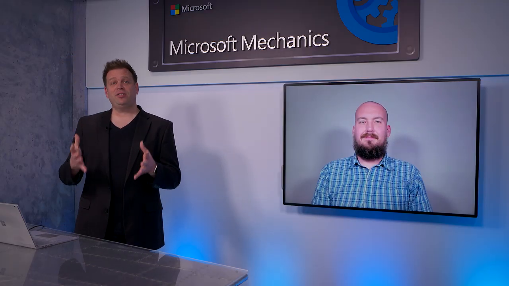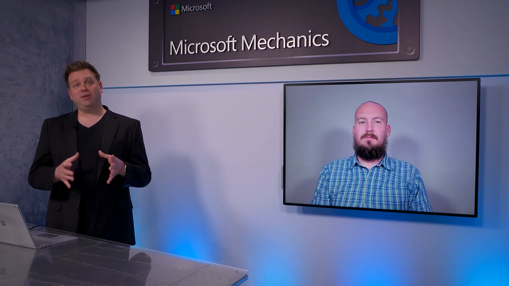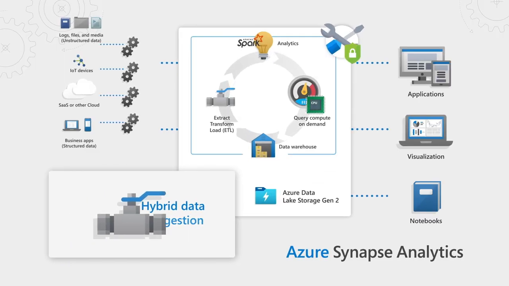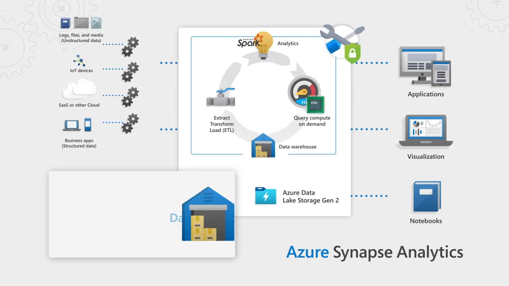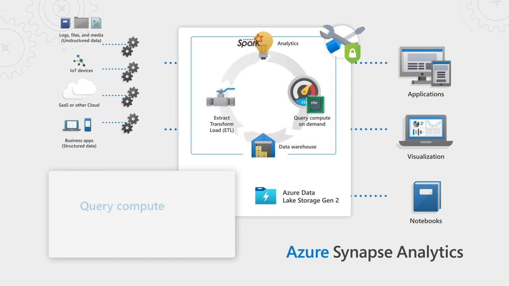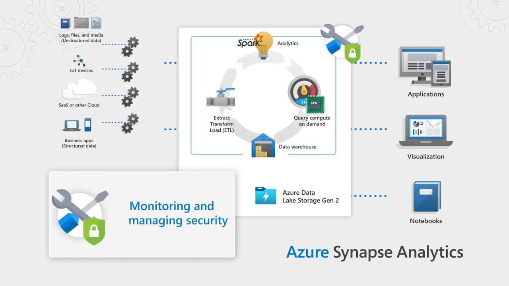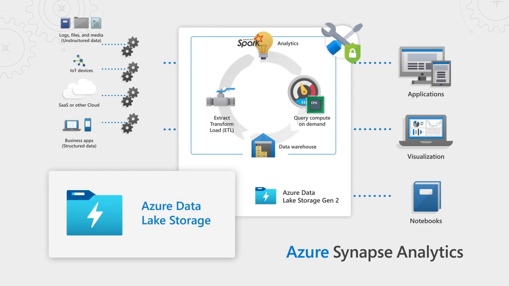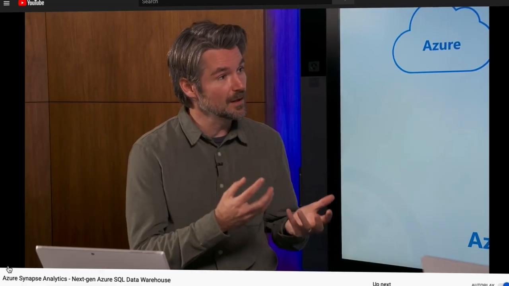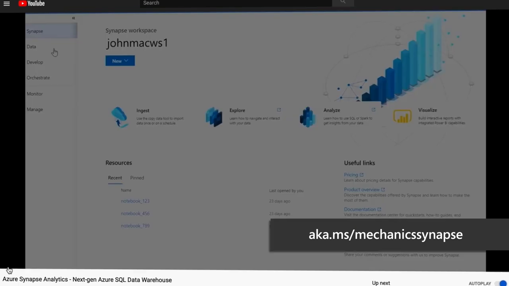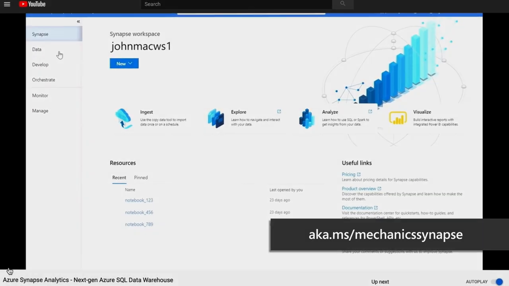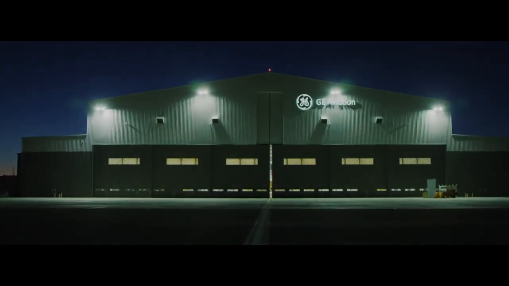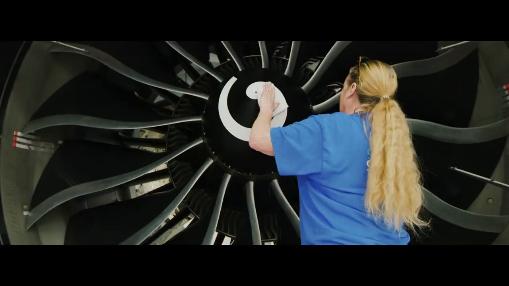And by the way, if you're watching and new to Azure Synapse, it's Microsoft's limitless analytics platform that really brings together enterprise data warehousing and big data processing into a single service, removing the traditional constraints for analyzing data of all shapes and sizes. And you can learn more by watching our introduction to Azure Synapse at aka.ms/mechanics-synapse. Now, GE Aviation, if you didn't know, specializes in designing leading-edge tech and digital solutions for the aviation industry.